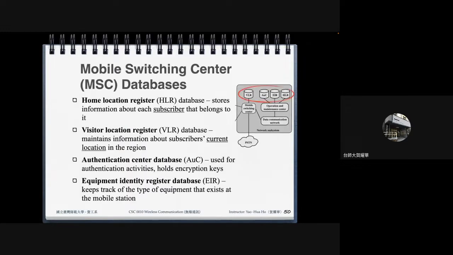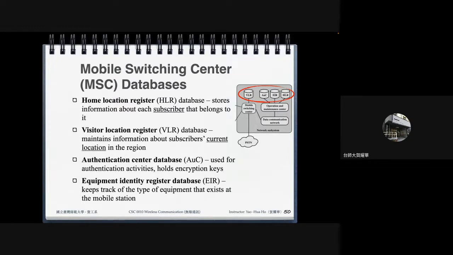Now, the mobile switching center has many databases. The first database is the home location register database, which stores the information of each subscriber that belongs to it, the home location. Then you have the visitor location register database. This maintains the information on the subscriber's current location. One is the home location, where they registered, which stores all the information on the subscriber. The other is the location where they are currently located. Then you have the authentication center database, which authenticates activity and holds any encryption keys.